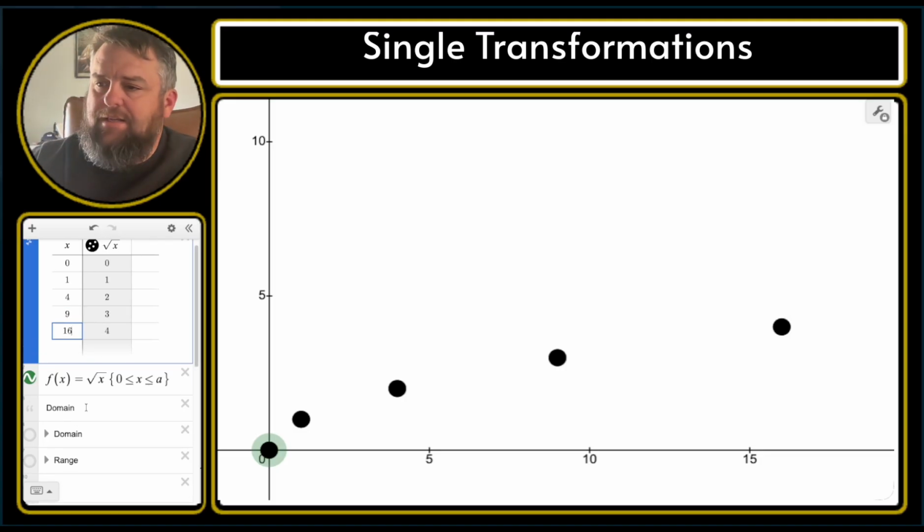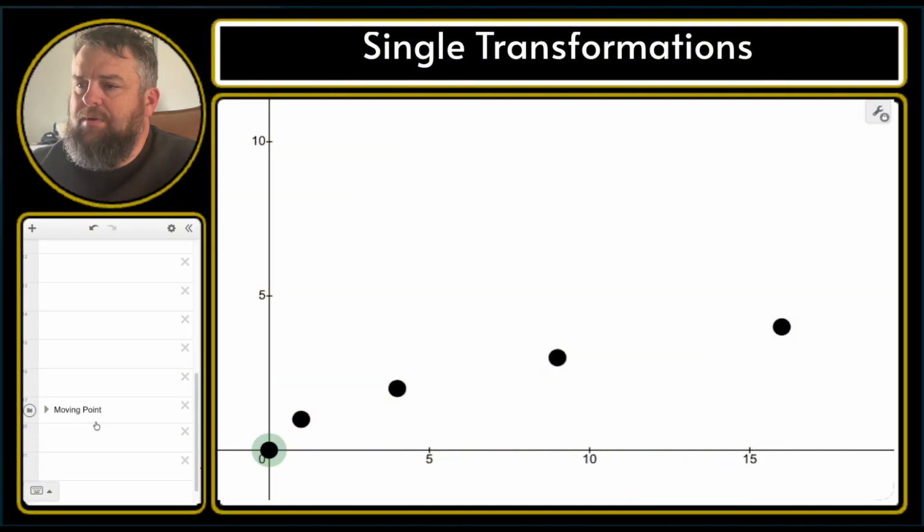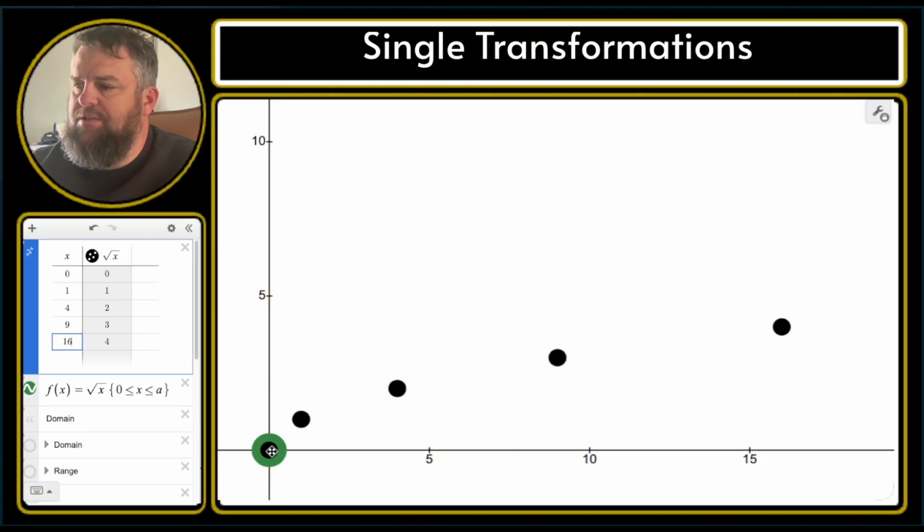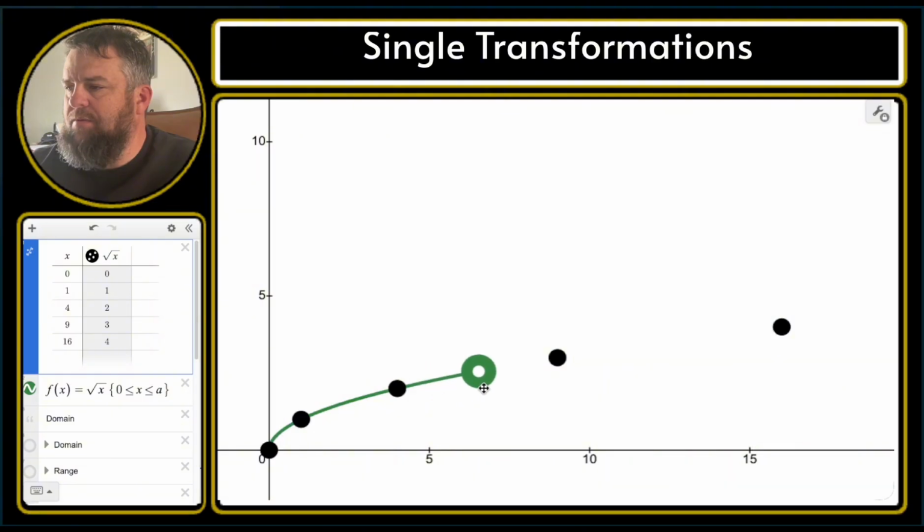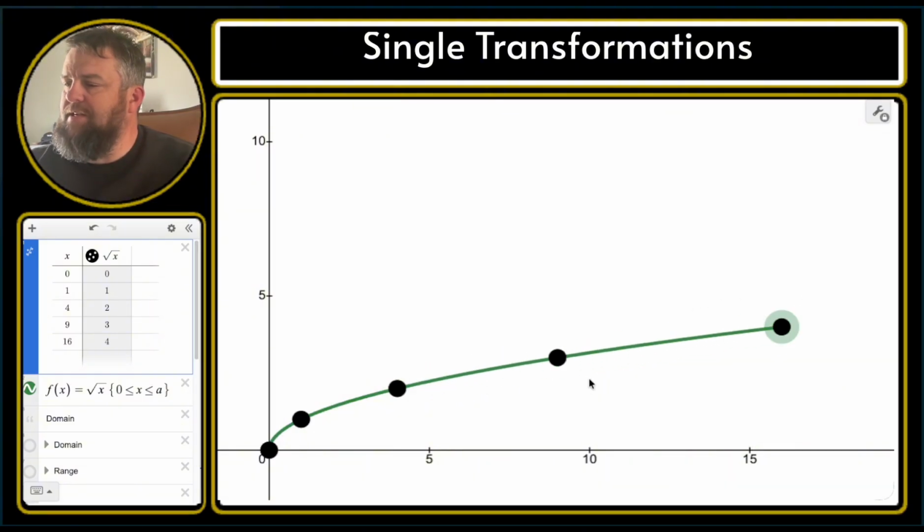What I can do is set up this function here. I can grab this moving point here, and as I move it, you'll see that it's just going through every single point on the graph until I stop at 16. So this graph, starting at the origin, moves all the way to the right until I told it to stop. And this one here will just keep going on forever and ever.